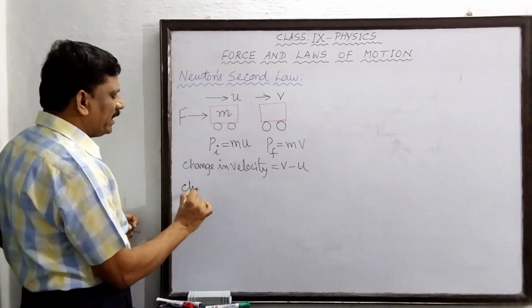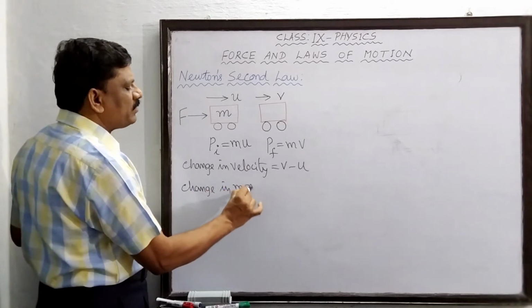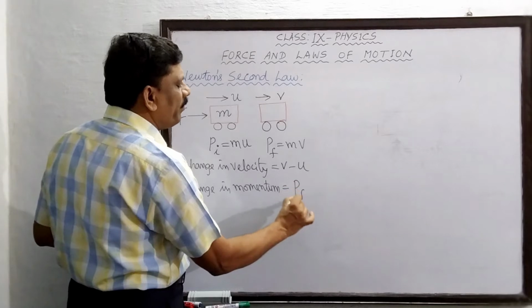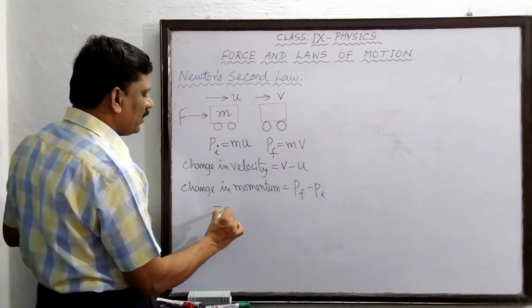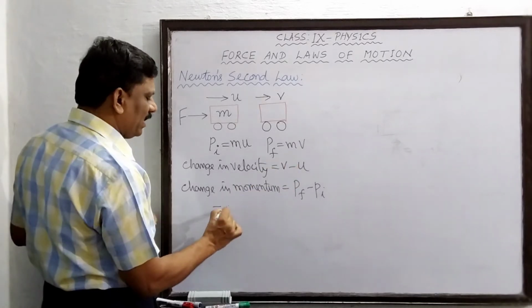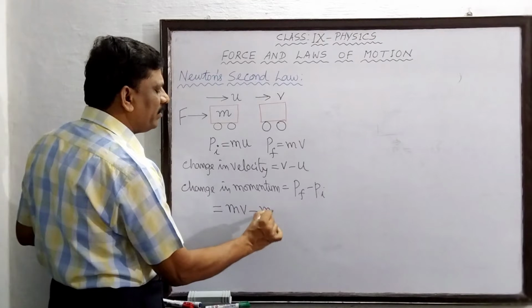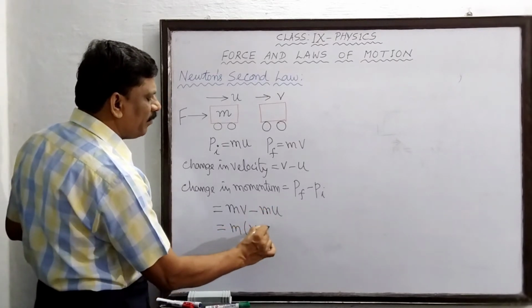Therefore, change in momentum is what? Change in momentum must be final momentum minus initial momentum. So p final minus p initial. So this is equal to, instead of p final, m into v, minus instead of p initial, m into u, and this is equal to m into (v minus u).